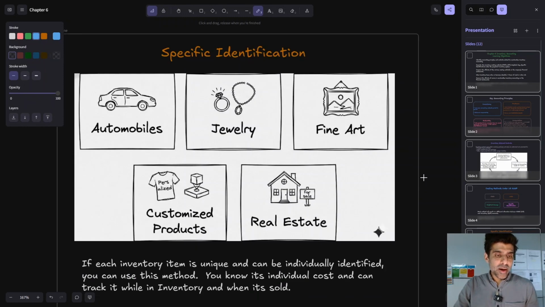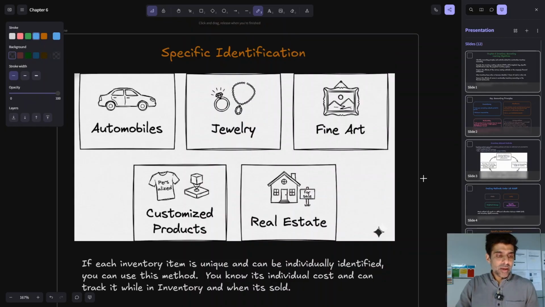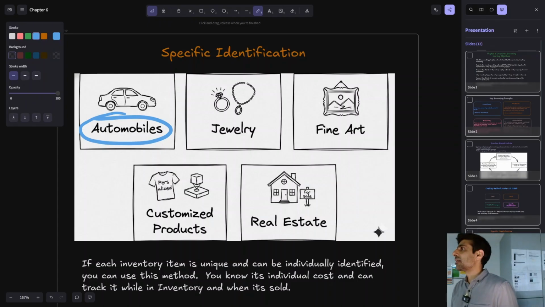Okay, so specific identification is really for when you can, as the name implies, specifically identify each unit in your inventory. So how are automobiles identified? Uniquely. What is the unique identifier called? Yeah, the VIN number, right? Every car has its unique ID called a VIN, vehicle identification number.